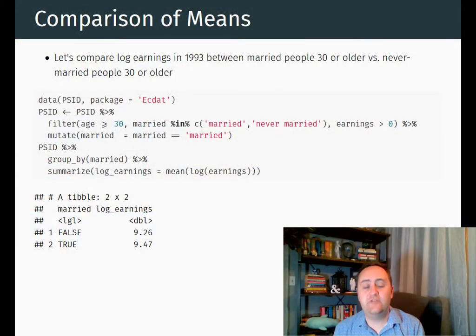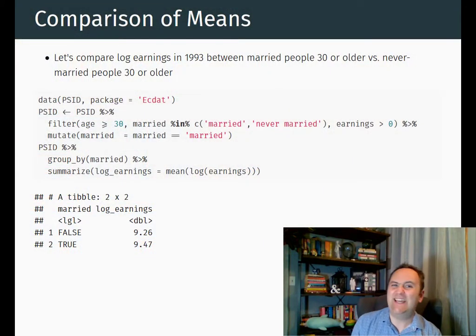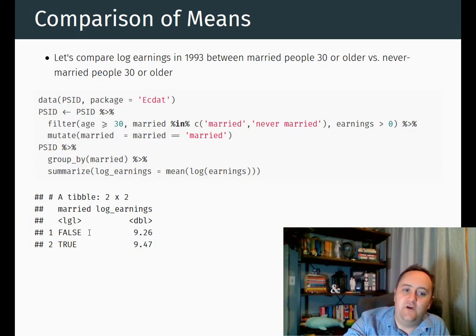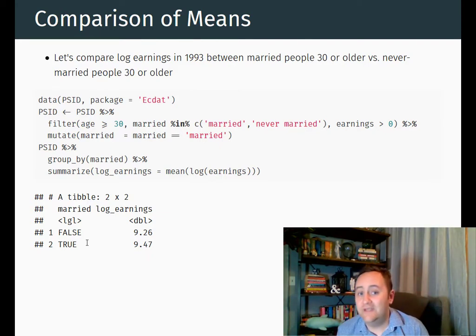Let me show you what I mean. What I've got here is some data from the Panel Study of Income Dynamics, PSID, and I am getting the average logged earnings of people who are above the age of 30, and comparing people who are married to people who are not married. Can you spot where the binary variable is here? It is, of course, married. Are you married or not? Yes or no. That's a binary variable. Here we can see in the table it is either false or true, false being zero or no, one being true or yes.